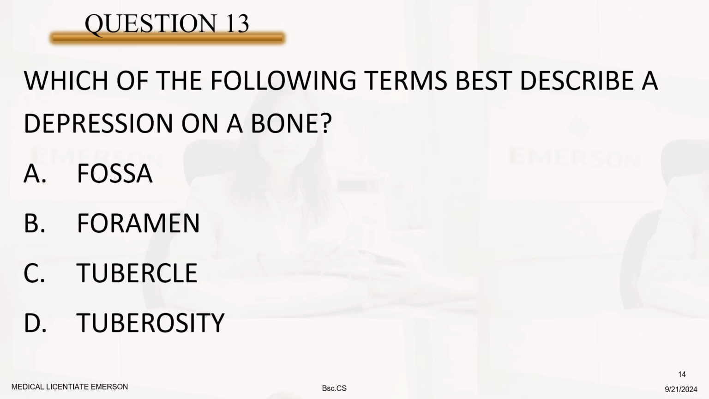Then we have question 13. Which of the following terms best describes a depression on a bone? Is it a fossa, foramen, tubercle, or tuberosity? Of course the answer is a fossa, which is a depression on a bone. So let's move on.